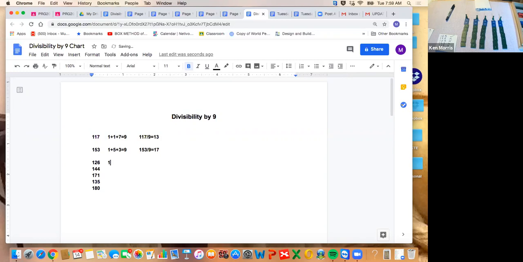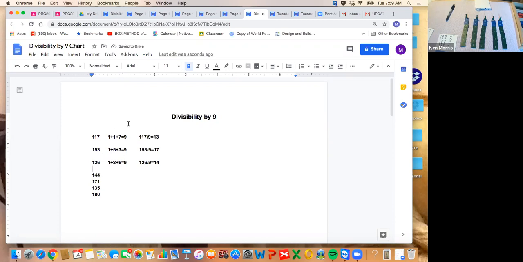Okay, let me add these digits up. 1 plus 2 plus 6, again, is equal to 9. And let me again check 126 divided by 9 is 14. All right, you get the idea.